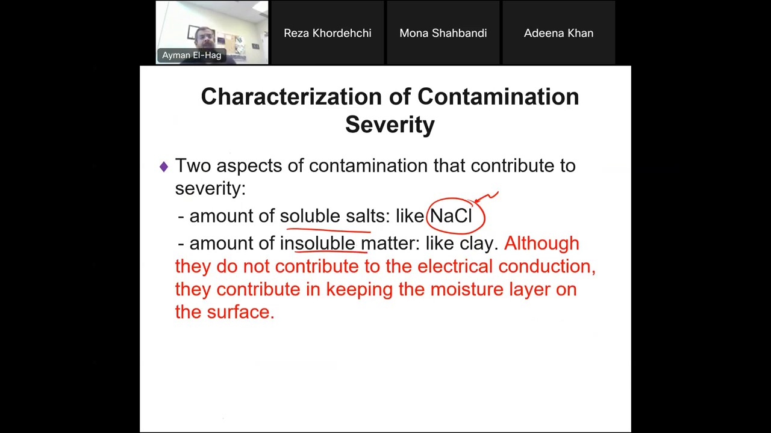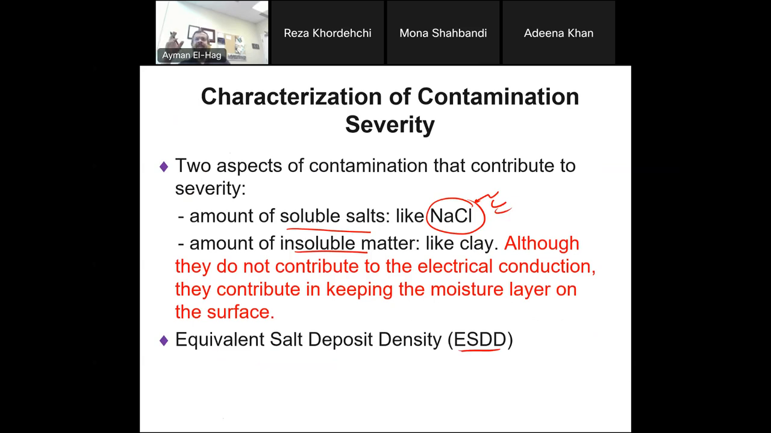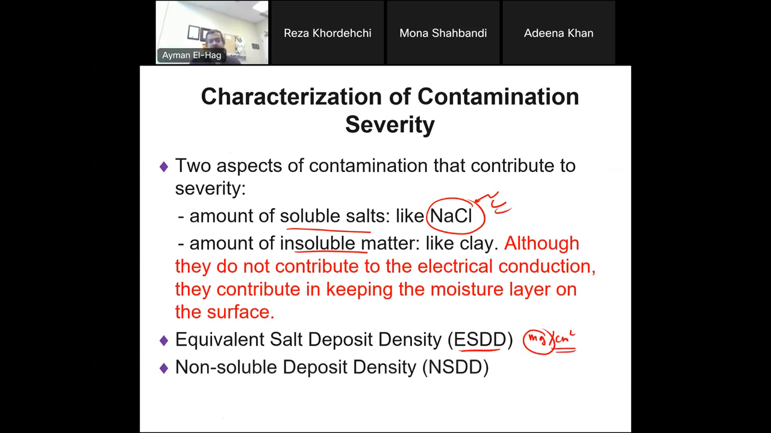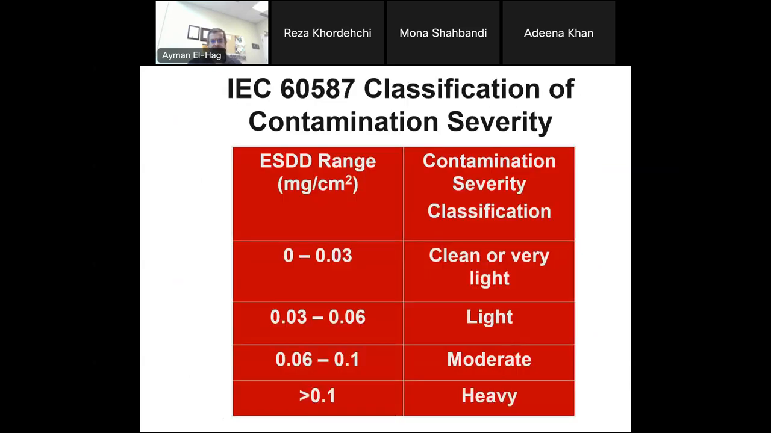So we basically quantify the existence of both of them using two parameters. The first one we call the equivalent salt deposit density, or the ESDD. This is to quantify the NaCl. In the ANSI standard and the IEC standard, there is a way to measure this. We measure it in milligram per centimeter squared, meaning how much salt we have per the surface area of the insulator. The other one we call the non-soluble deposit density, or the NSDD. And as I mentioned, both of them are quantified in milligrams of the soluble or the non-soluble material per square centimeter of the surface of the material.